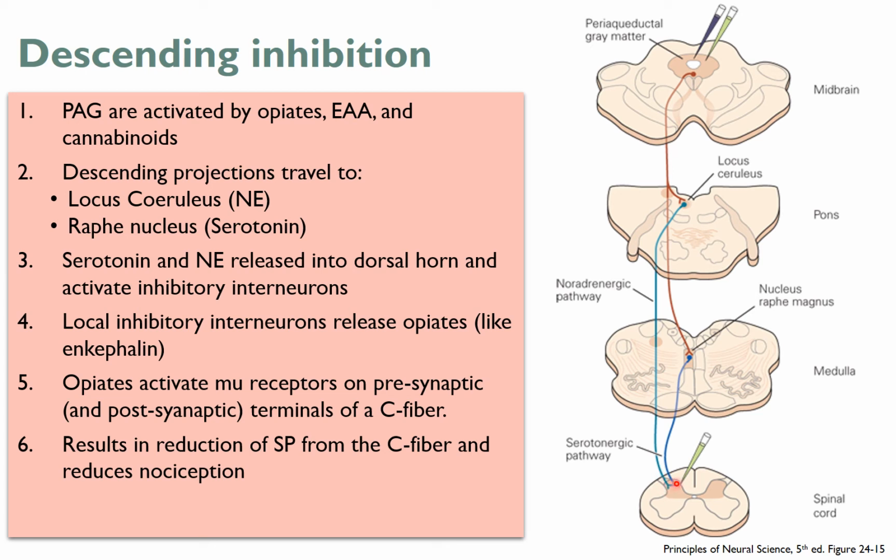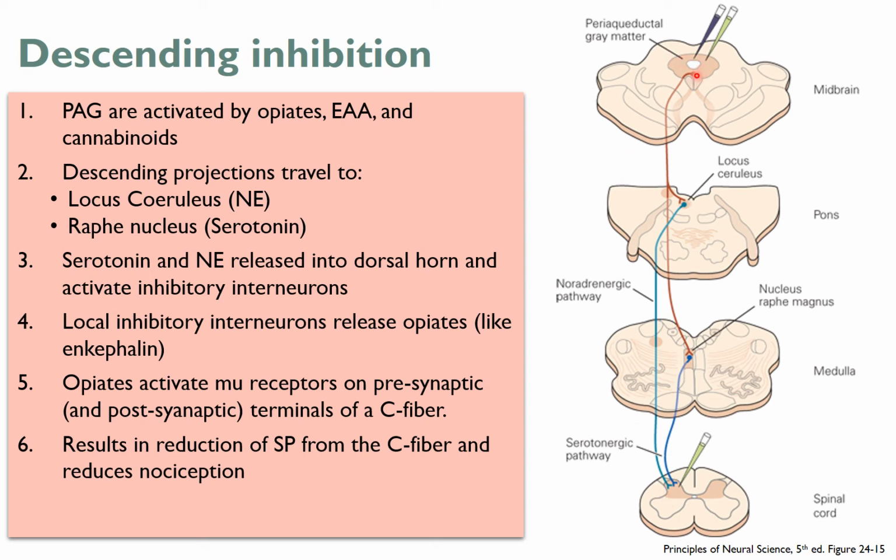And upon reaching that area, it will release its neurotransmitter. The locus coeruleus neurons release norepinephrine. So this is a noradrenergic projection pathway. Now let's start back up at the PAG again.